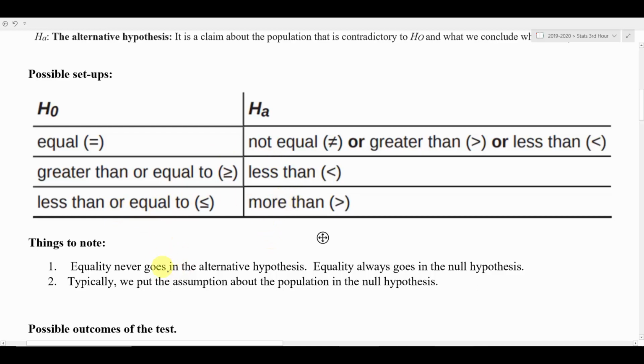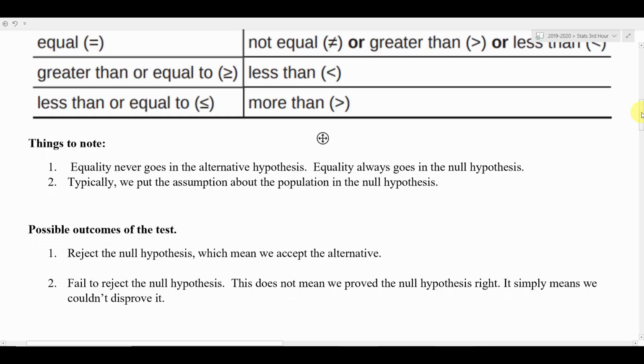All right. And that's one of the other things to note, is that equality, or any statement of equality about the population, has to go in the null hypothesis. It cannot go in the alternate hypothesis. All right. So equality never goes over here. It has to go in the null. All right. So make sure you're careful with that. When you do set up your null and your alternate, equality goes in the null. No equality can be in the alternate. All right. Why that is, we'll talk about that based on the outcomes of the test.